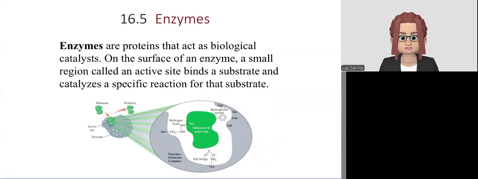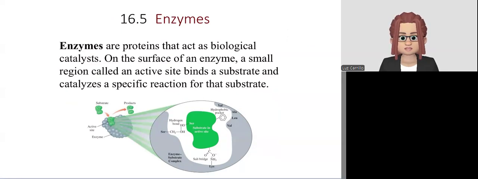Now for the last part of our conversation on proteins, we're going to focus on a specific class of proteins, which are called enzymes. Enzymes are going to be proteins that act as biological catalysts. So what this means is that many of the reactions that happen in the human body are going to have a fast rate due to the presence of enzymes in such reactions.